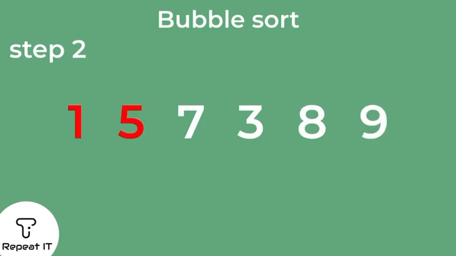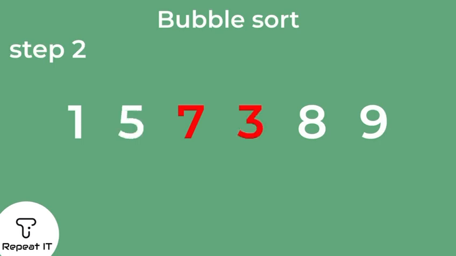We have compared all the numbers in list, so we should start step 2. The first action in step 2 is comparing first two numbers, 1 and 5. Here, the 1 is lower than 5 and they should stay on their own places. So next we should compare 5 and 7. 5 is lower, so they stay on their own spaces.